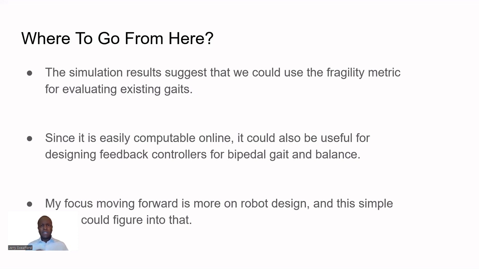I'm not working on controllers right now. Most of my PhD, really all of my PhD, was about working on controllers. I want to get into robot design right now. And yet that's something you could use. You could use this idea of fragility to govern how you design a robot and think about how to make design decisions based on less fragility or more fragility. So this simple metric could easily figure into that when you're thinking about how to compute E, and consequently also compute this fragility metric.